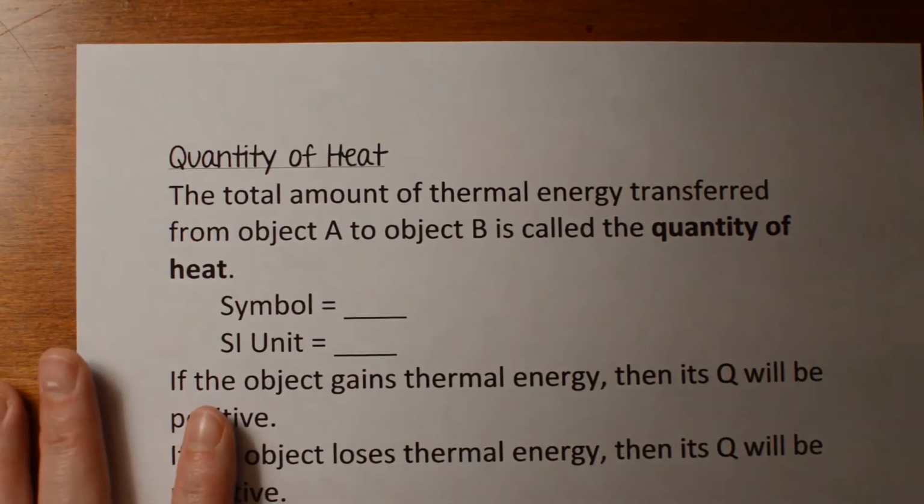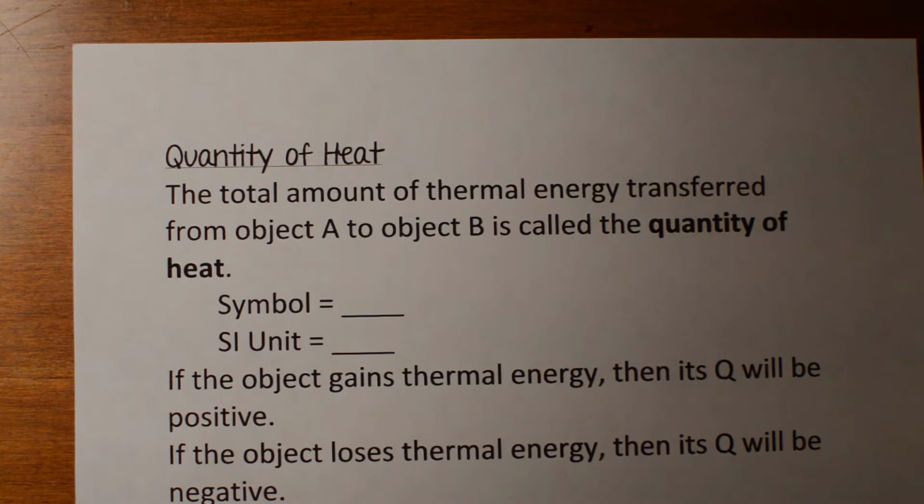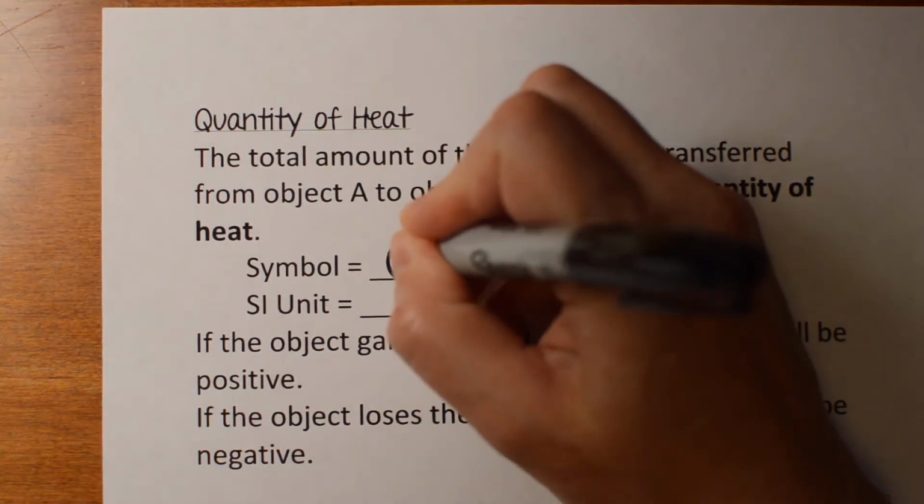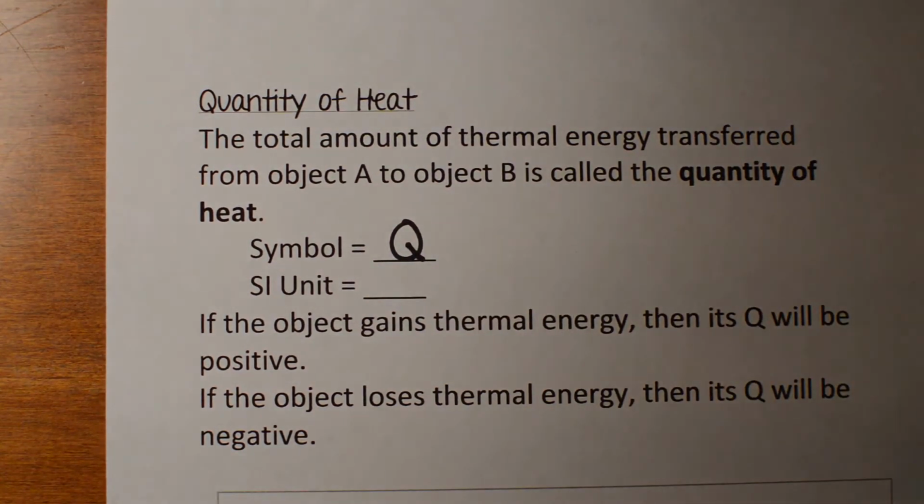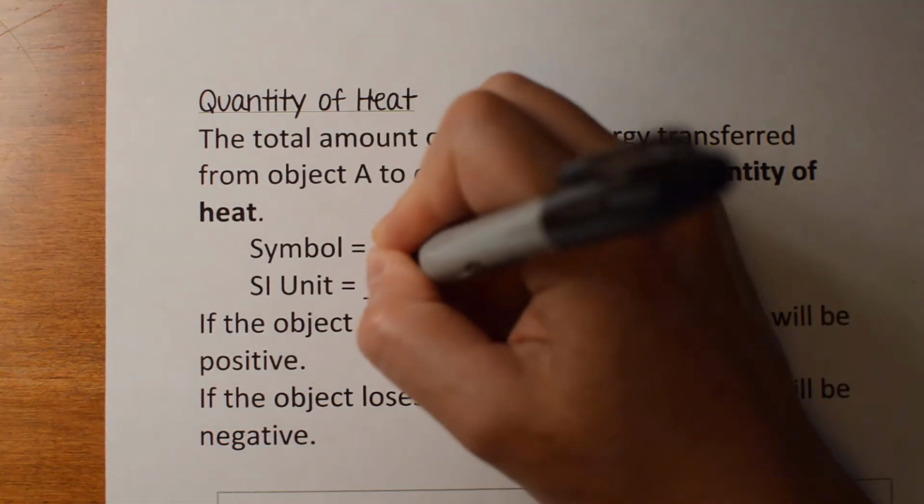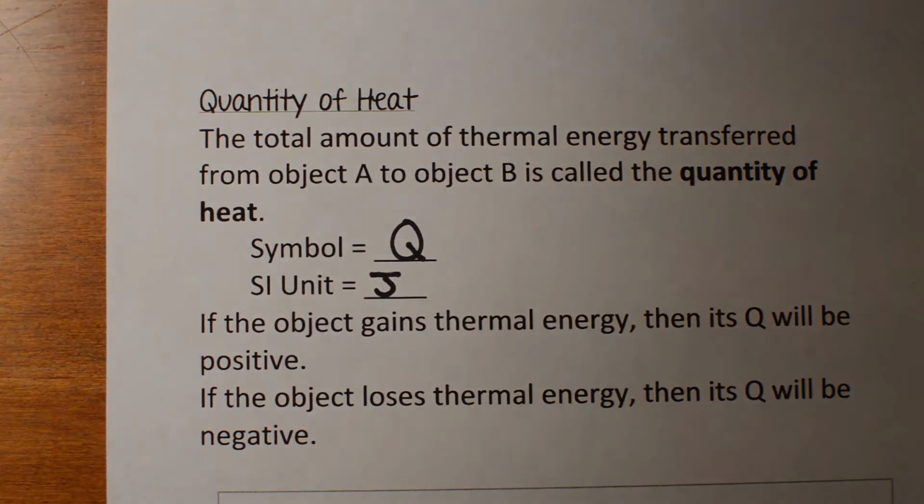Okay, so the quantity of heat. This is a way of measuring thermal energy transfer from one object to another object. And that's called the quantity of heat. So it's how much thermal energy gets transferred from object A to object B, or even just gets given away from object A. So if you're talking about just a single object, the quantity of heat is just how much thermal energy is lost or how much thermal energy is gained. Its symbol is Q, and because it's an amount of energy, its SI unit is joules, J.